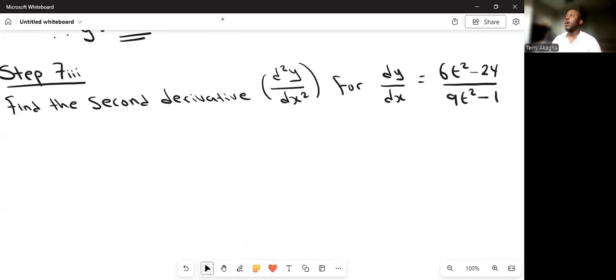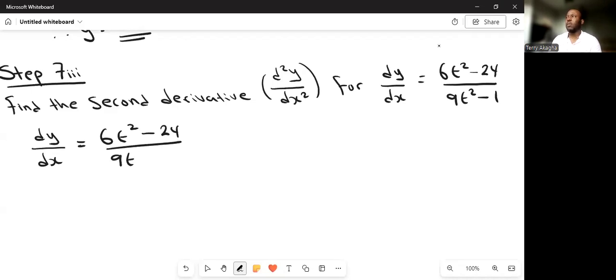Okay. So how do you find the second derivative? I said that from step 4. If you go to the video, we talked about step 4 there. All right. So since we are having dy over dx, we want to differentiate dy over dx. That was equal to 6t squared minus 24 over what? 9t squared minus 1. Okay.